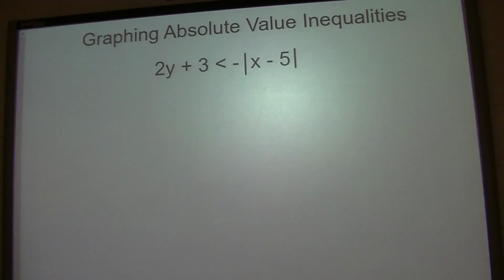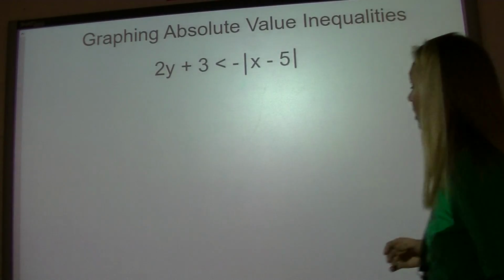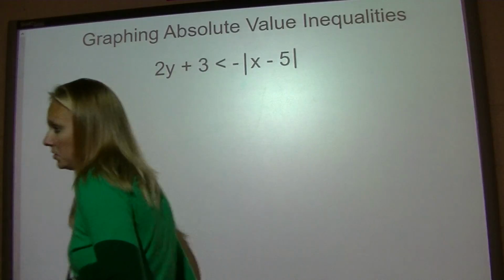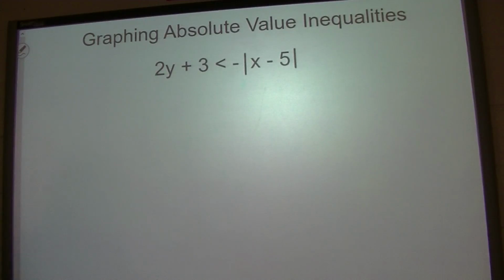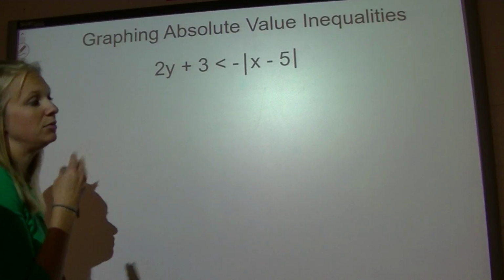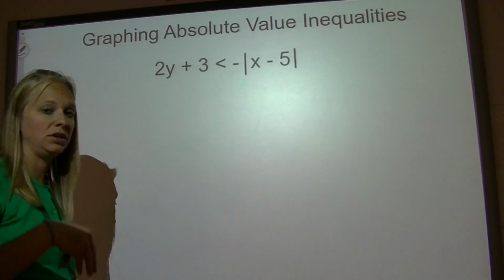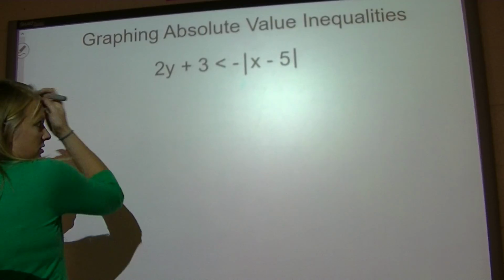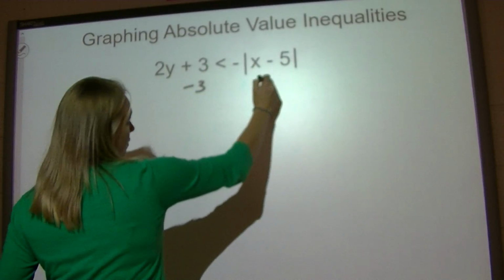Okay, here, graphing absolute value inequalities. Same thing, we're graphing equations, but in this case, we're graphing an absolute value inequality. So just like we did before, and just like we did the past 2 lessons, we need to get y by itself. So to do that, we would subtract 3.